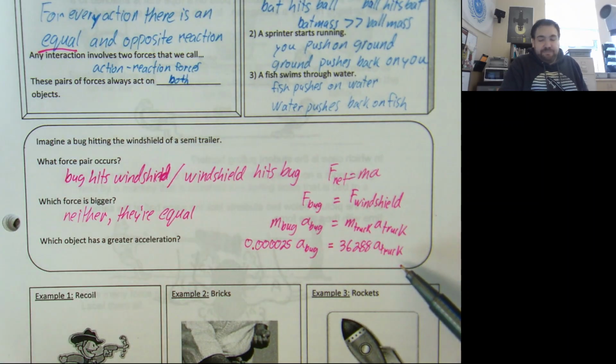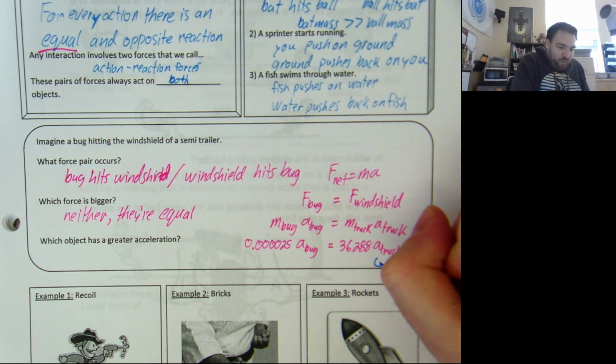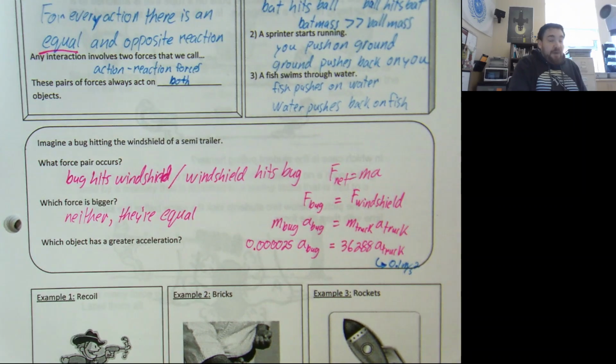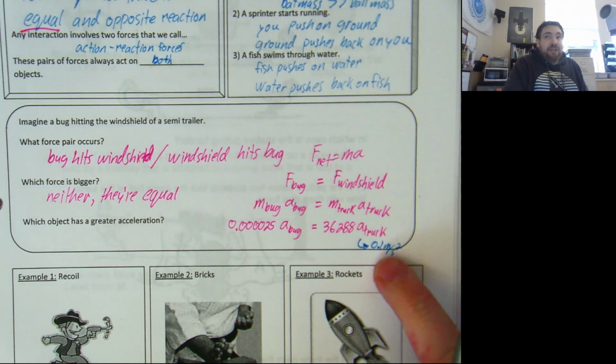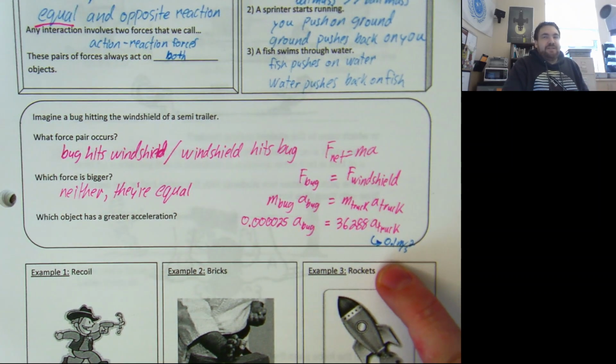So I'm going to give it a value. Small value, relatively small value. We're going to assume that the acceleration on the truck is just 0.1 meters per second squared. Now, that number is probably larger than it actually is, but if that's true, let's look at the acceleration on the bug.